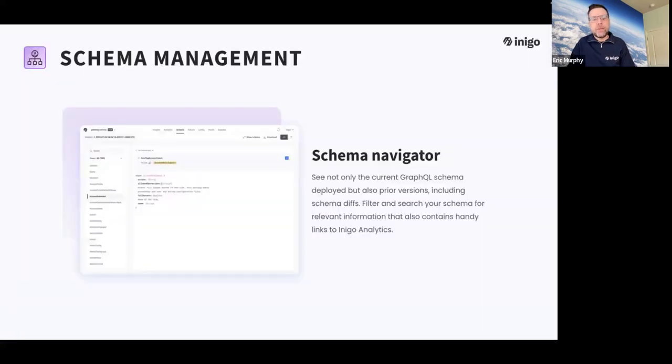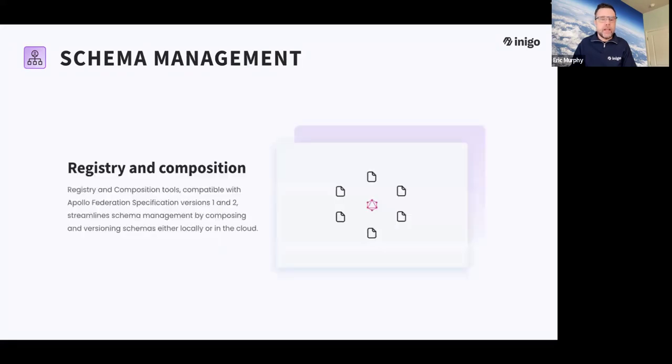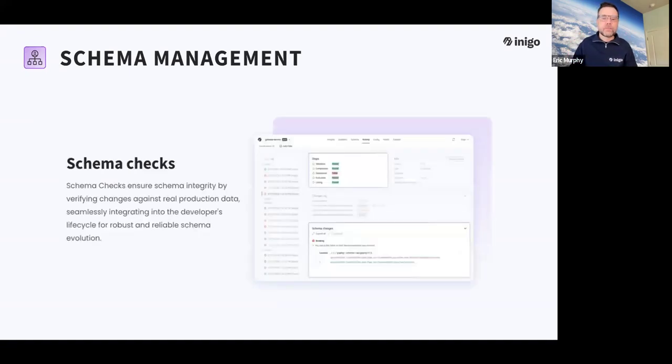Also, we offer schema management, including a schema navigator, including the ability to diff different versions of your schema, and a schema registry with composition tools. So this applies to Apollo Federation, where you can take your subgraph schemas and compose those into a supergraph schema using only the Inigo tools.